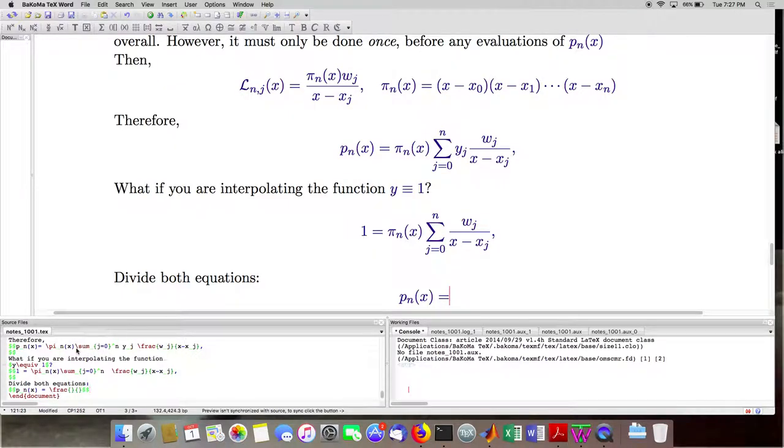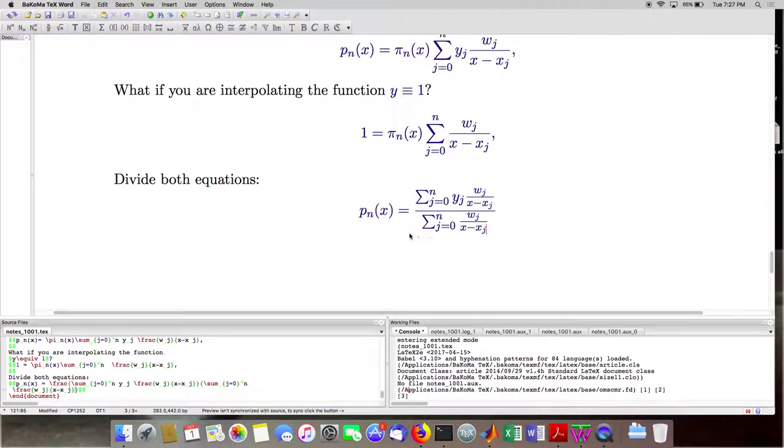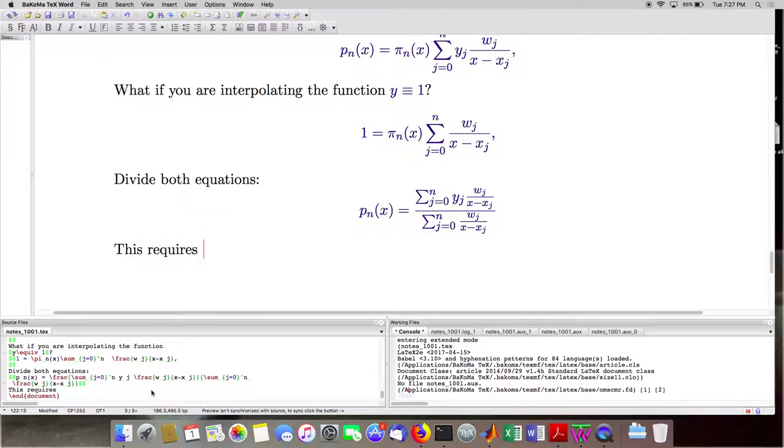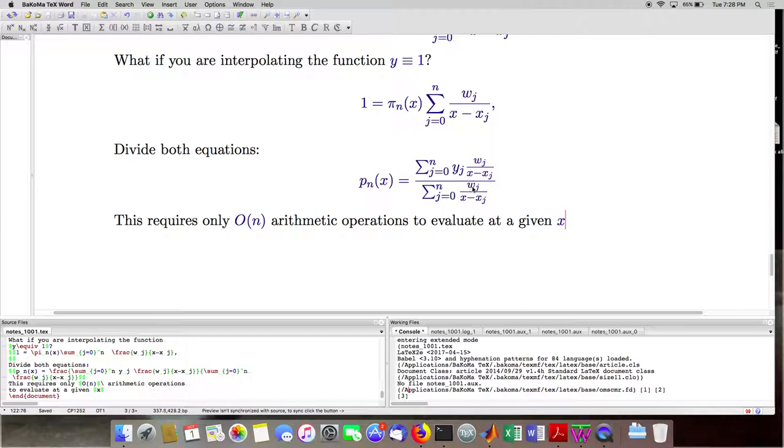Okay, so I'll fill in those sums, this one up top and then this one down below. Now I have my expression. This is barycentric interpolation. If I want to evaluate my interpolating polynomial at a single x value, I can just use this. It requires only order n arithmetic operations to evaluate at a given x, as opposed to n squared if you just use the Lagrange polynomials as previously written. So, questions about what happened here?